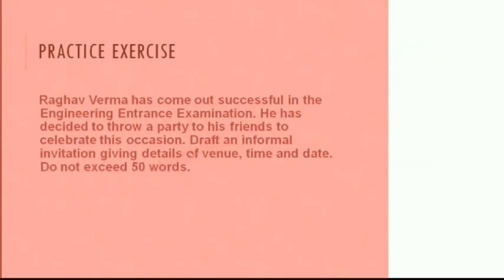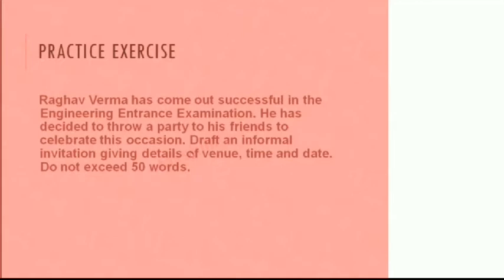Dear friends, now let me explain one practice exercise. With the help of this question, the format is explained, and the question is very nicely solved in front of you. Initially, let's try to understand what is expected in the question. Raghav Verma has come out successful in the engineering entrance examination. He has decided to throw a party for his friends to celebrate this occasion. Draft an informal invitation giving details of venue, time, and date. Do not exceed 50 words.